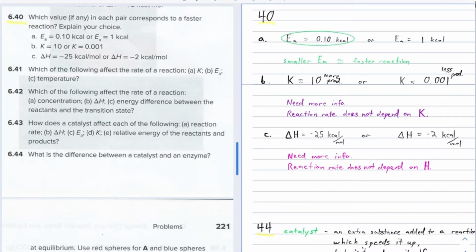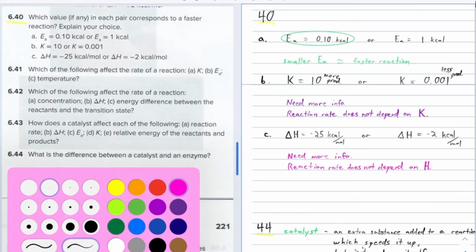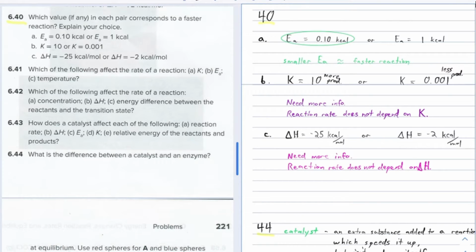I should have said delta H right there. Delta H. It doesn't depend on delta H at all, whether delta H is negative or positive, or very negative or very positive, it doesn't matter. We need more information here again.